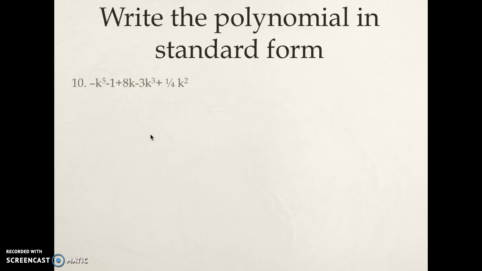For number 10, we have -k to the fifth minus 1 plus 8k minus 3k cubed plus 1/4 k squared. Well, our k to the fifth power has to come first because it's the highest exponent. So we put that in first. Next highest exponent is k to the third power, so that comes in second. And then we have k to the second power, so that comes in third. And then we have a 1k right here with this 8k, so that comes in next. And then we have our integer. Our whole integers without any variables always come in last.